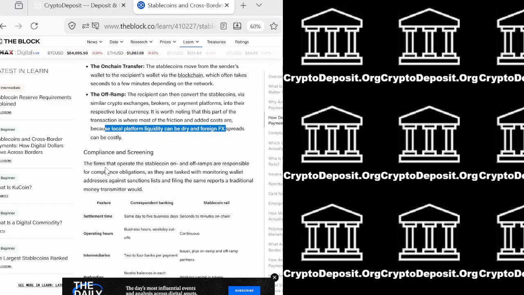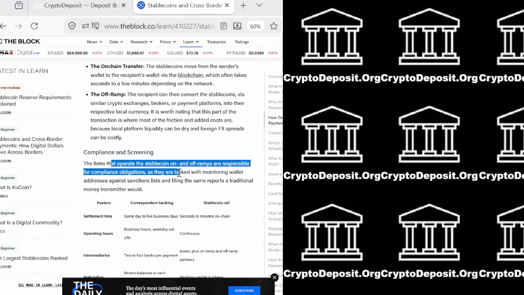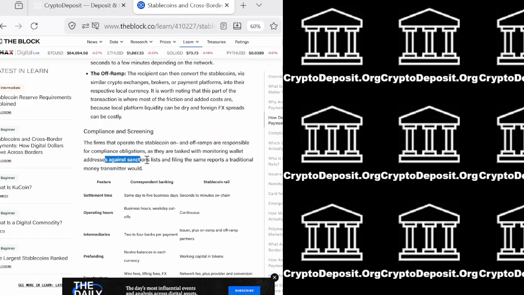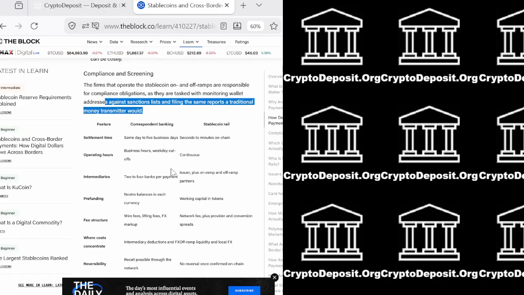Compliance and screening. The firms that operate the stablecoin on and off ramps are responsible for compliance obligations, as they are tasked with monitoring wallet addresses against sanctions lists and filing the same reports a traditional money transmitter would.